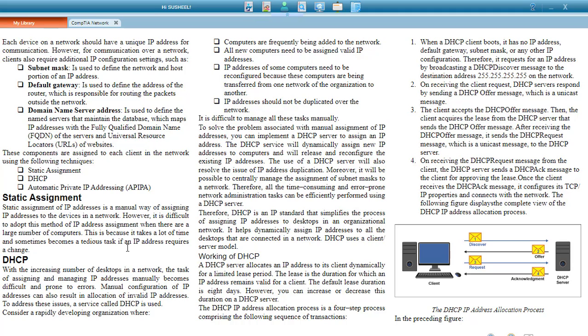Static assignment of IP addresses is a manual way of assigning IP addresses to the devices in a network. However, it is difficult to adopt this method of IP address assignment when there are a large number of computers. This is because it takes a lot of time and sometimes becomes a tedious task if an IP address requires a change.